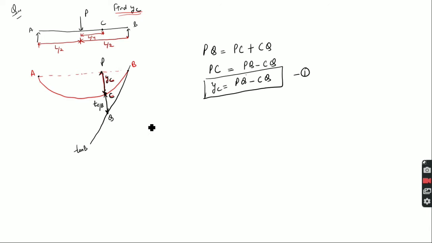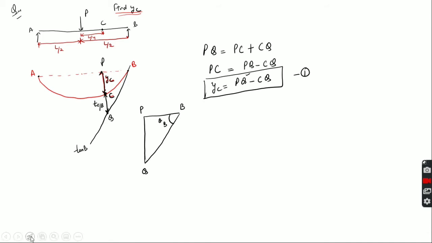So first I will calculate PQ. Okay, so there are two ways to calculate PQ. I will show you how. So see this triangle here. I will draw this triangle. This is my point P, this is B, and this line is PQ, right? What is this angle here? This angle is the slope at B, which is theta B, right?